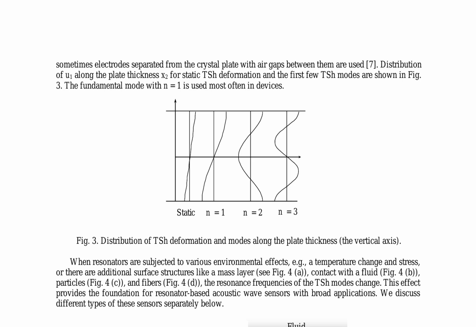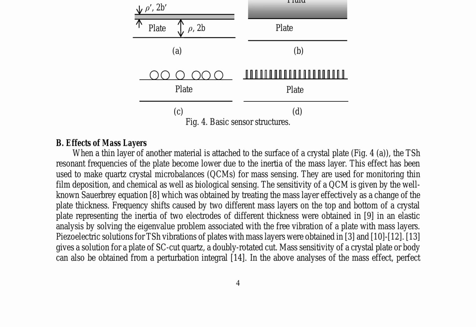When resonators are subjected to environmental effects, such as temperature changes, stress, or additional surface structures, the resonance frequencies of the thickness shear modes change, providing the foundation for resonator-based acoustic wave sensors. One such sensor structure involves attaching a thin layer of another material to the surface of a crystal plate, which lowers the thickness shear resonant frequencies due to the inertia of the mass layer. This effect has been used to make quartz crystal microbalances for mass sensing.